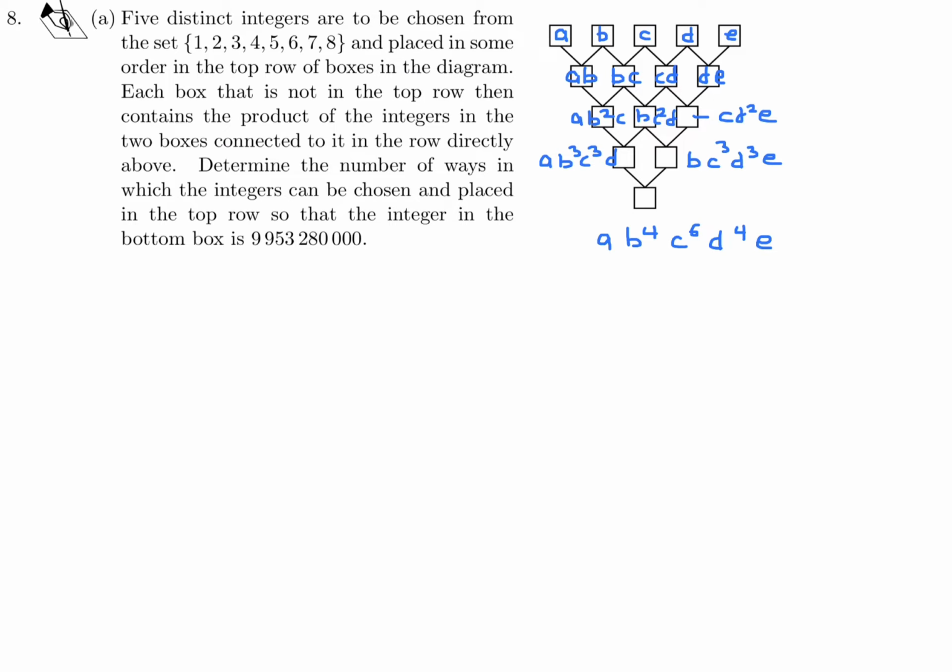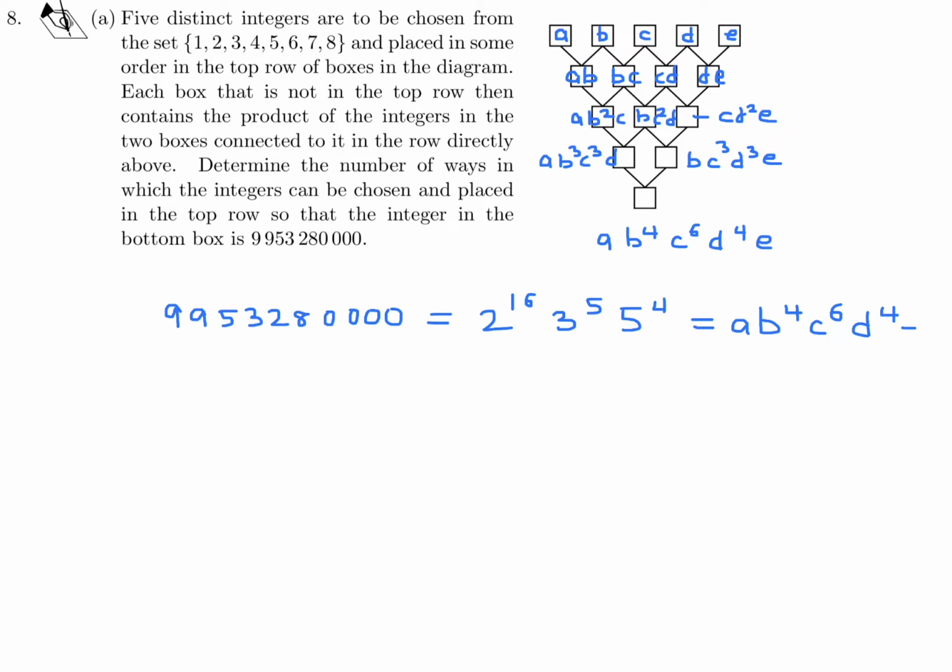So we have to somehow get this number to look like that number. And it will help if we can break this up into its prime factors. 9953280000. And when you do break it up into its prime factors, it's 2 to the power of 16 times 3 to the power of 5 times 5 to the power of 4. And that has to equal this AB⁴C⁶D⁴E.